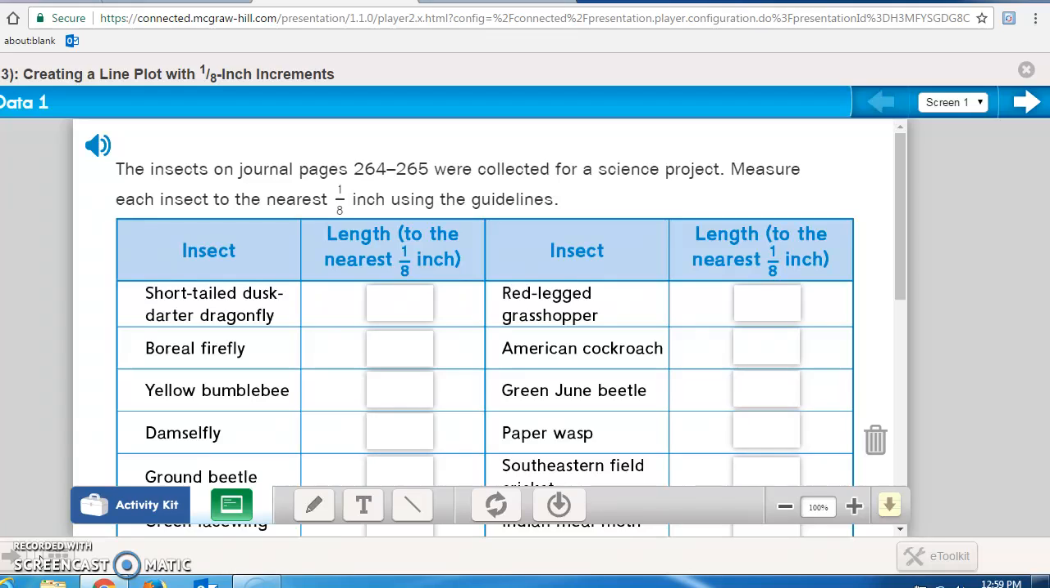Please turn to Math Journal page 266. Math Journal pages 266 and 267 are the assessment check-in. Pause the recording now and do those Math Journal pages. Bring them up to me so I can check them and mark them off as the assessment check-in. Pause the recording now and please do that.